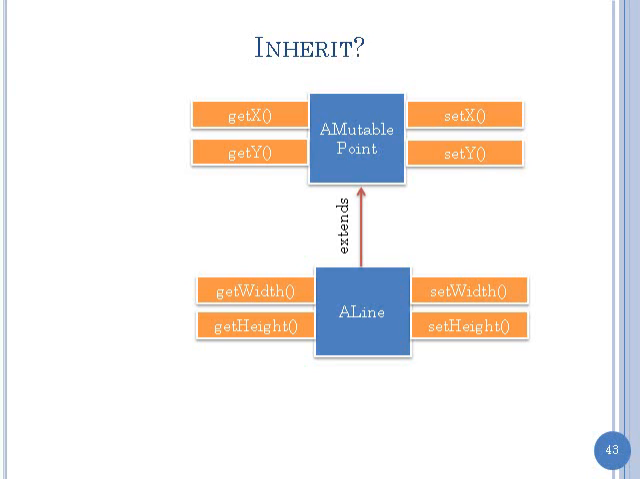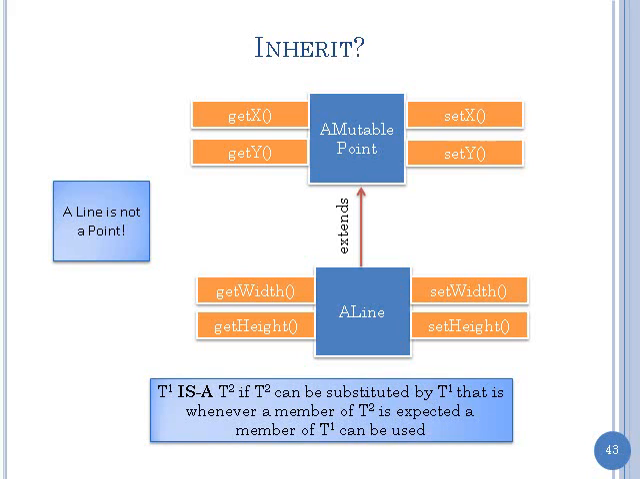A line is not a point. Last time you were the one who said that T1 is a T2 if you can substitute T2 with T1. And a line is not a point. We know that in our head, logically. T1 is a T2 if it can be substituted. So please, please, please don't do this. And if you don't do this, what should you be doing? We'll wait for Thursday. Okay?